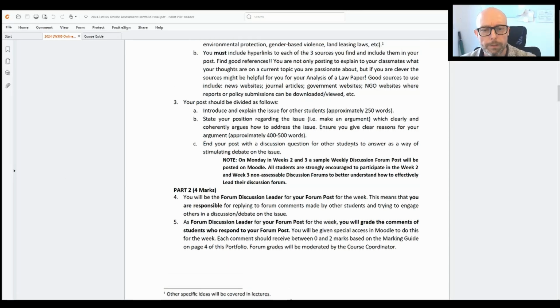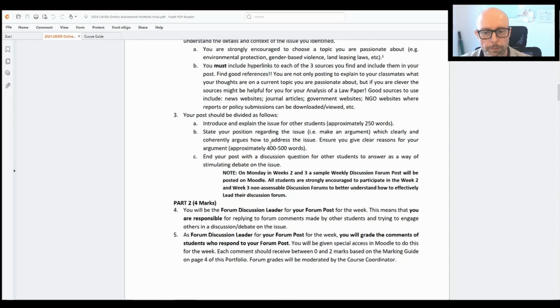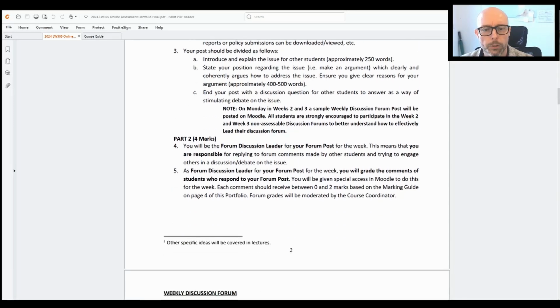A key thing, obviously, is part C here. You need to then raise questions for discussion for students, because you're going to lead the discussion. So I'm going to assign you a role in Moodle called Forum Discussion Leader for the week. And that will give you access to grade students in that forum for the week. Hopefully it won't give you any other special powers in Moodle.